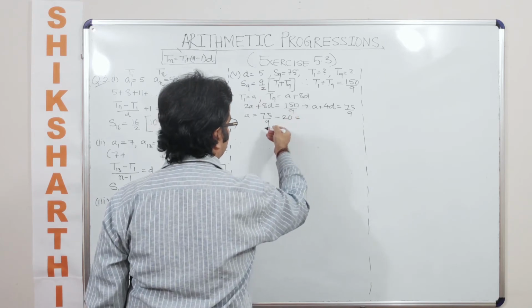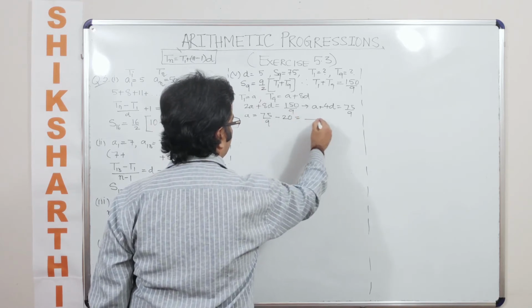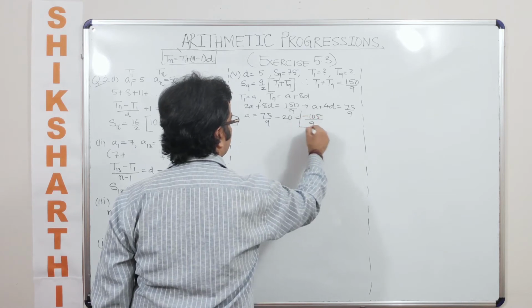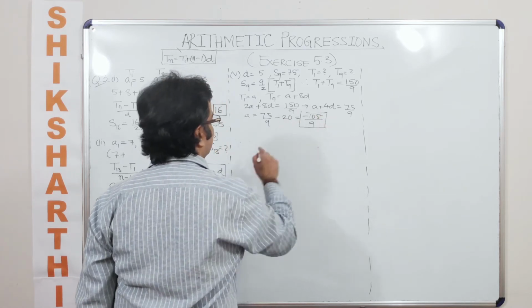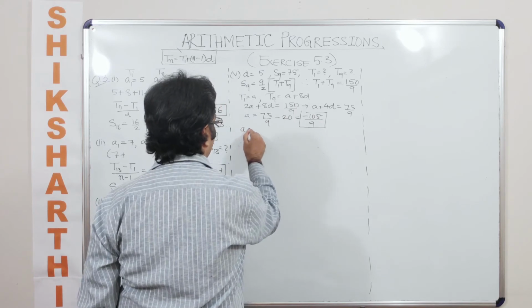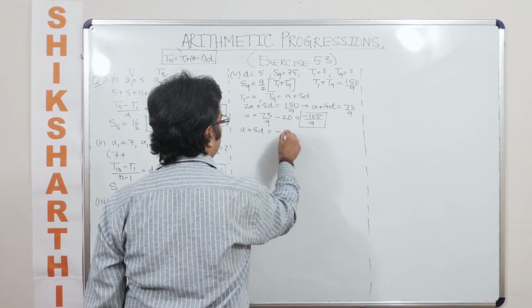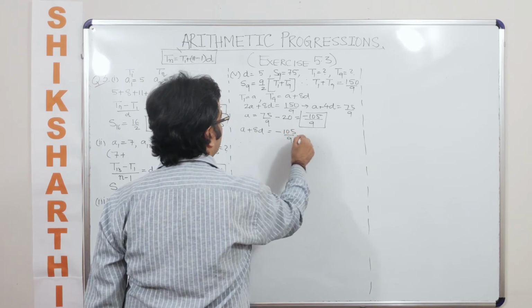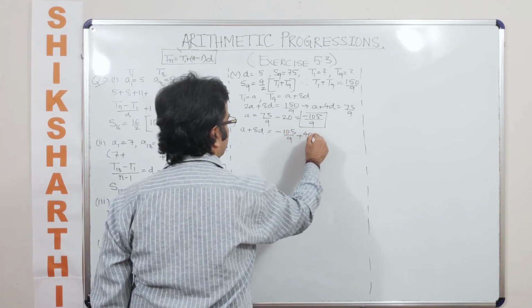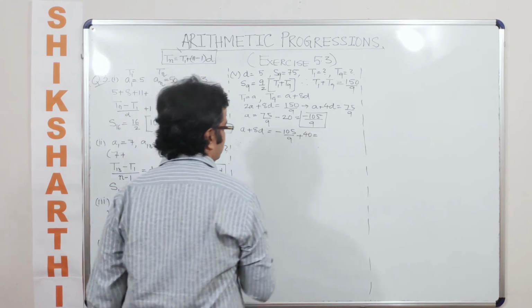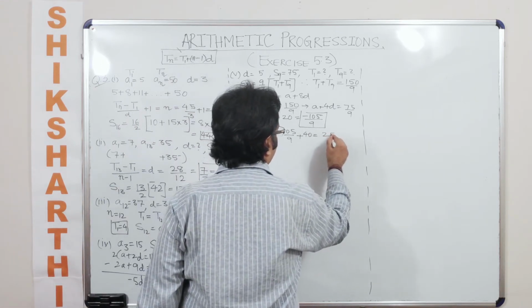So how much does this come out to? Do we get the first term? Yes. Can I get the 9th term also from here? 9th term is a plus 8d, which is just like saying minus 105 by 9 plus 8d, which is 40. How much is 360 minus 105? Can I say it is 255?